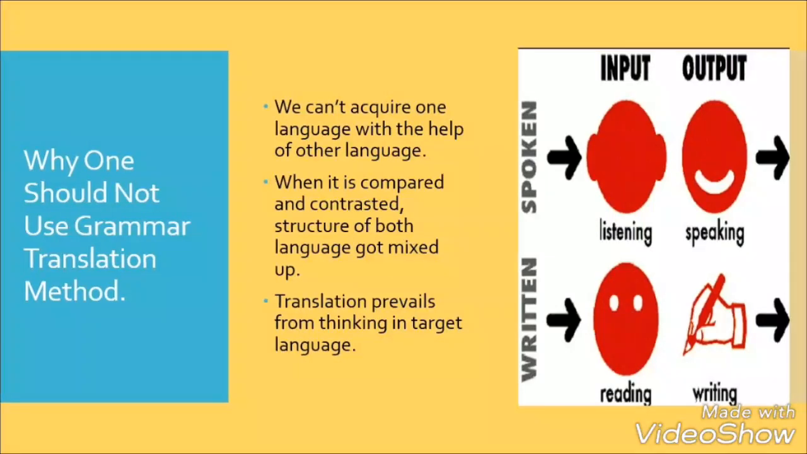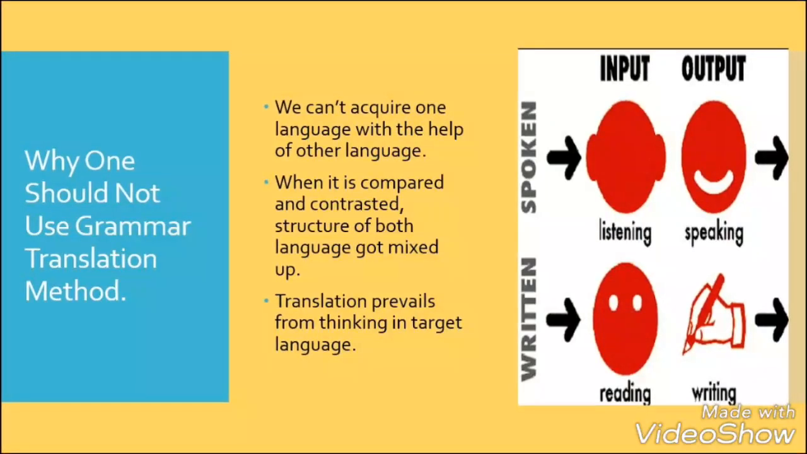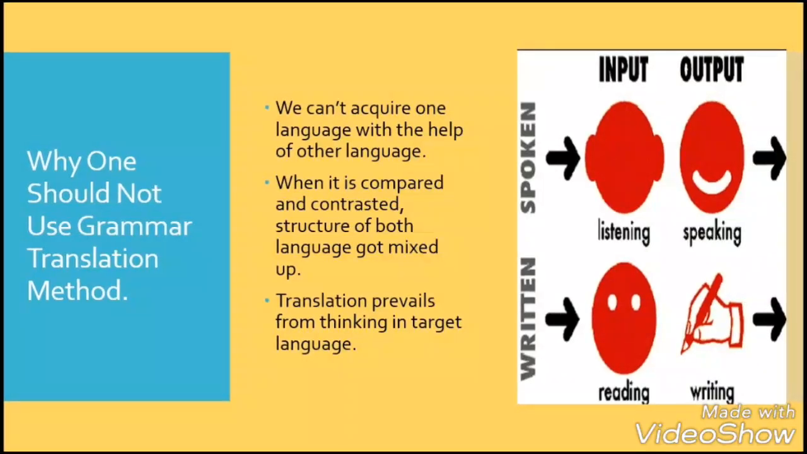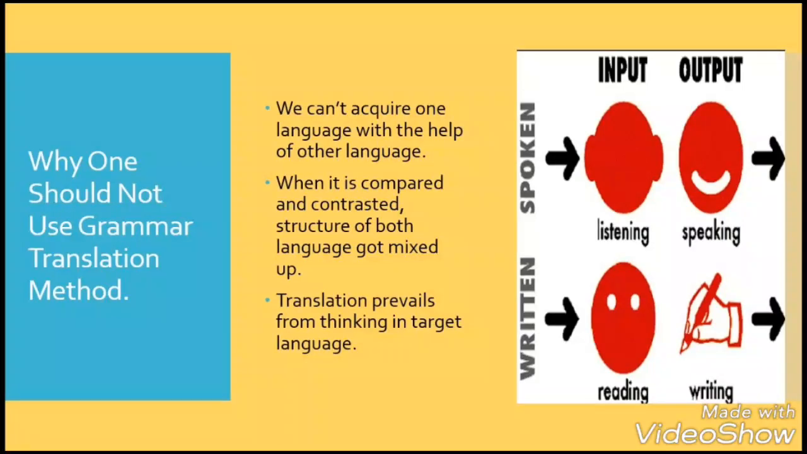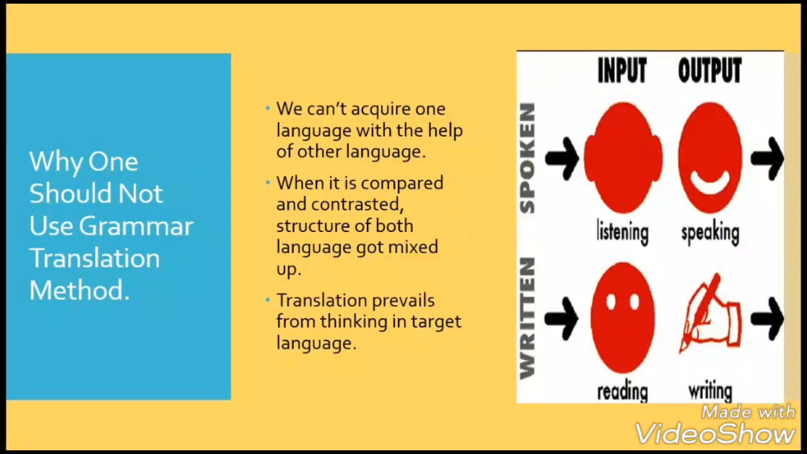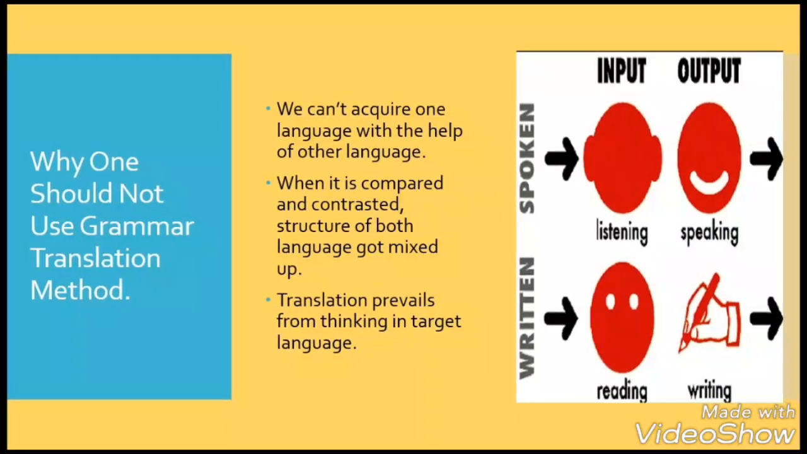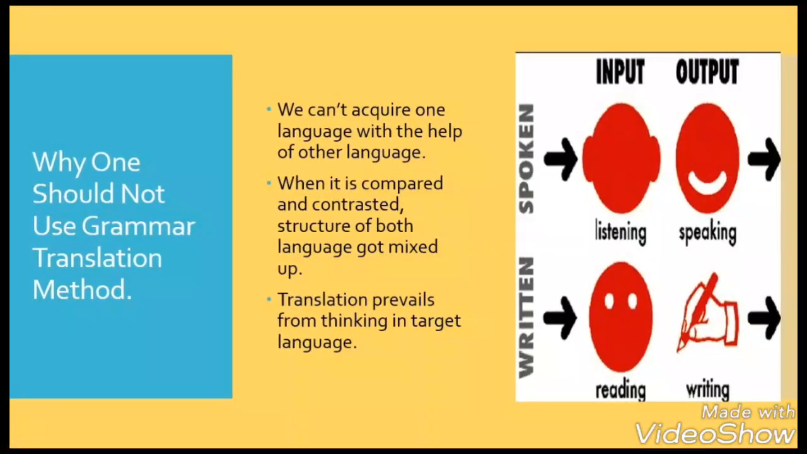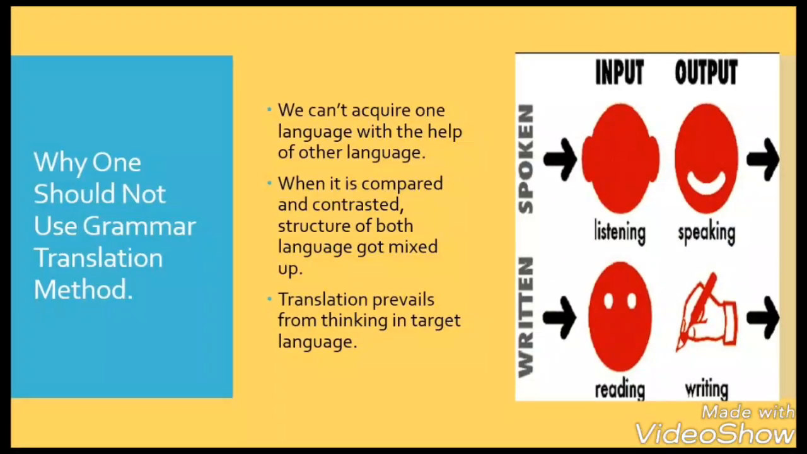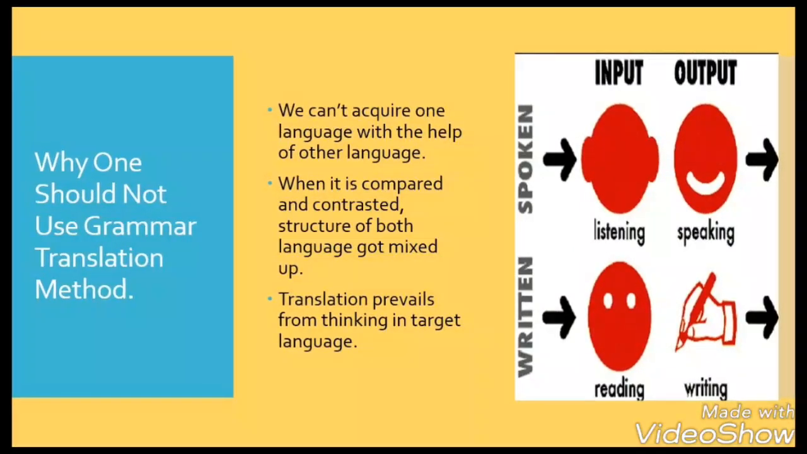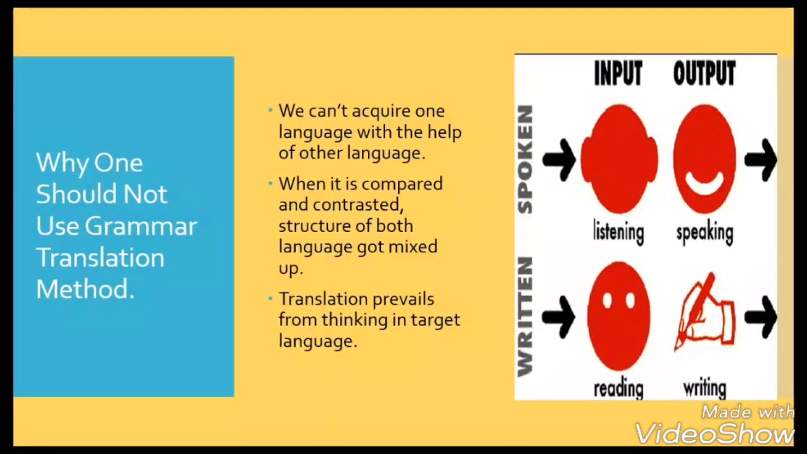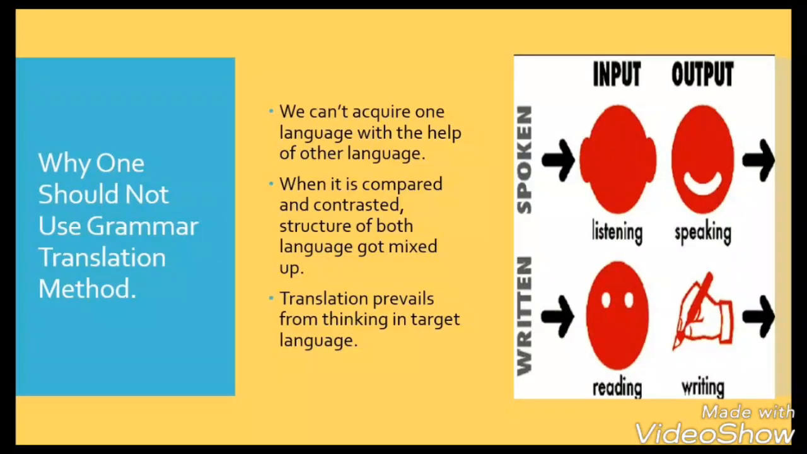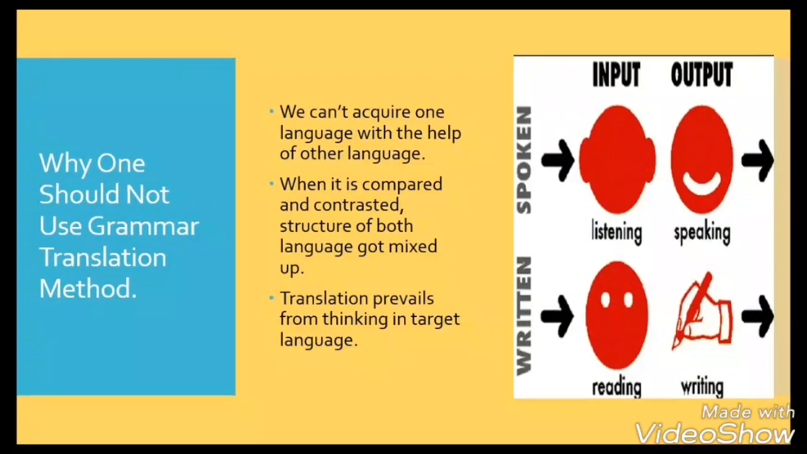So I want to say why one should not use the grammar translation method. We can't acquire one language with the help of another language. When I was in BA, one of my teachers told us, have you learned the Gujarati language through Hindi? So don't learn English through Gujarati. We can't acquire it; we just memorize the grammar and everything. To acquire a language, it is needed to practice in the target language only.